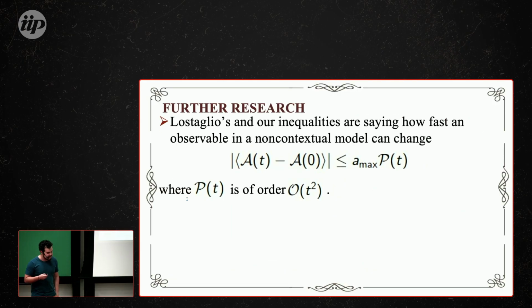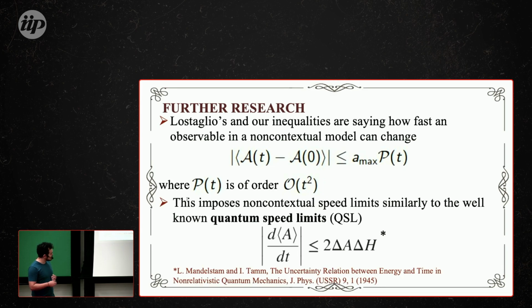But we want to go forward and have a nicer explanation of what this means, because those inequalities that we used and the ones that we extended are always in this form. We have a variation of an observable bounded by some function proportional to t squared, and that's it. And that actually means we have a bound on the initial velocity of the system to change the observable. And this is normally related to what are called quantum speed limits in quantum mechanics.